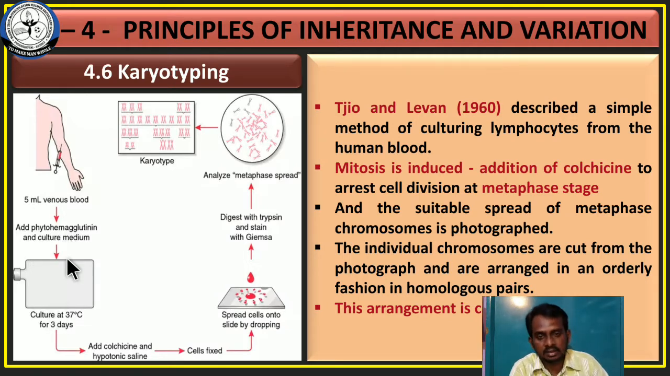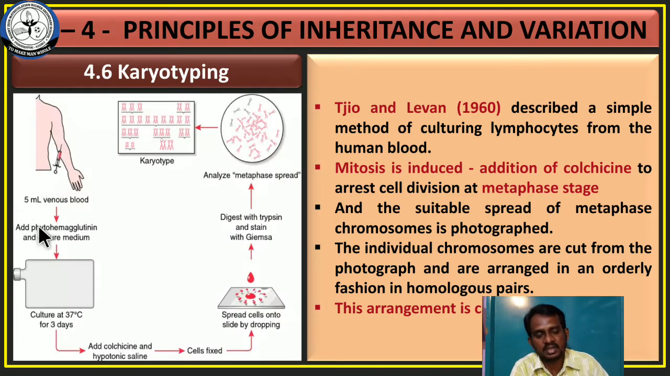During the culturing, during the growth process, the culture medium should maintain the optimum temperature, that is 37 degrees Celsius, and the culture is also maintained for 3 days. After the completion of these 3 days, colchicine is added to the culture medium. What is the use of this colchicine? This colchicine stops the cell division at metaphase. That is the reason we add colchicine to the culture medium.